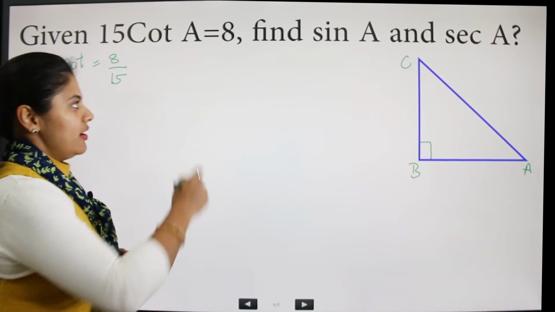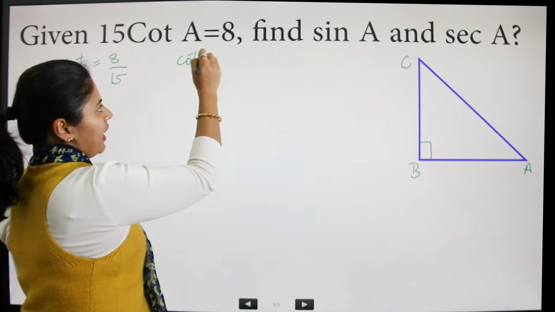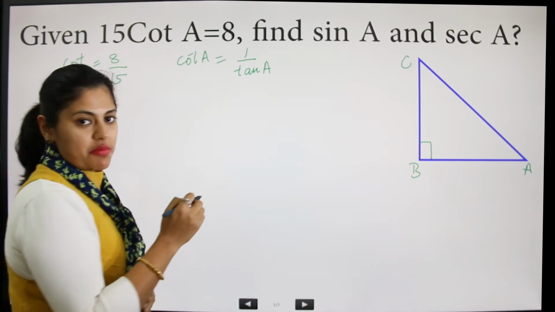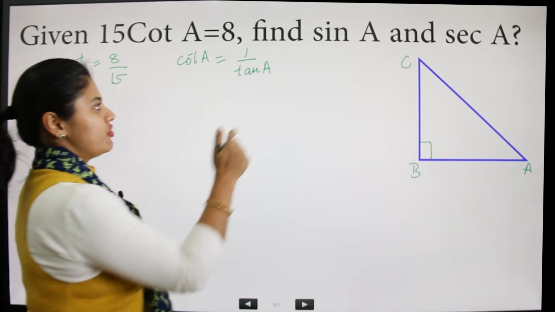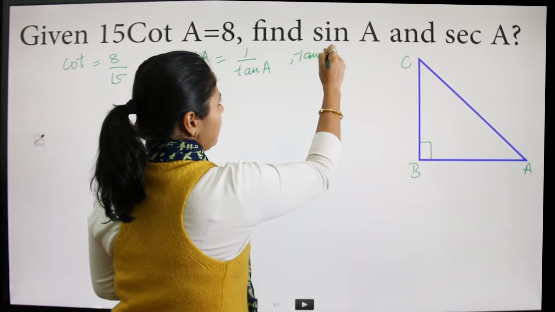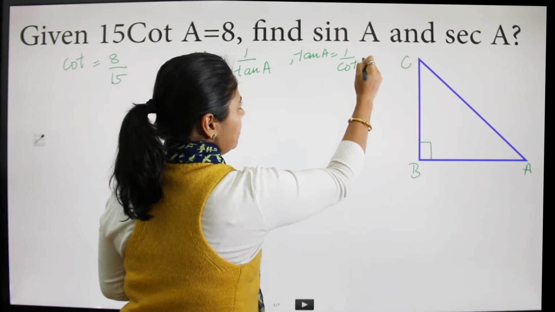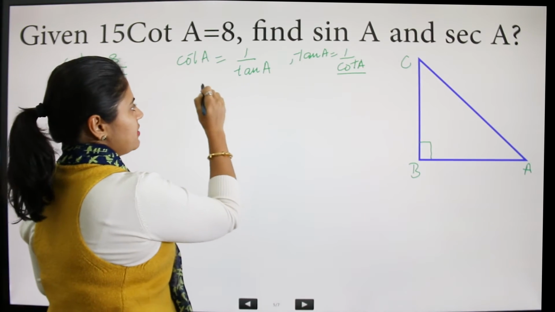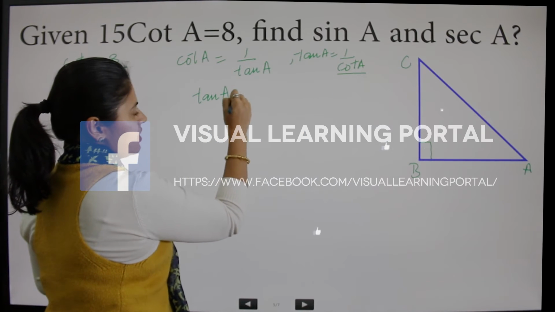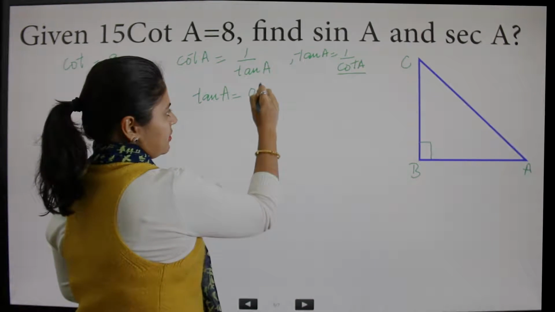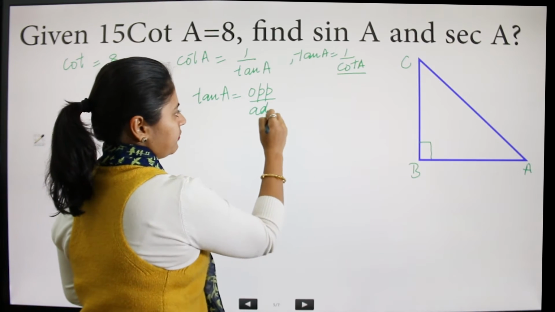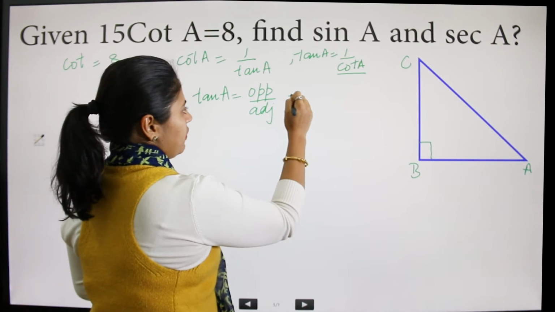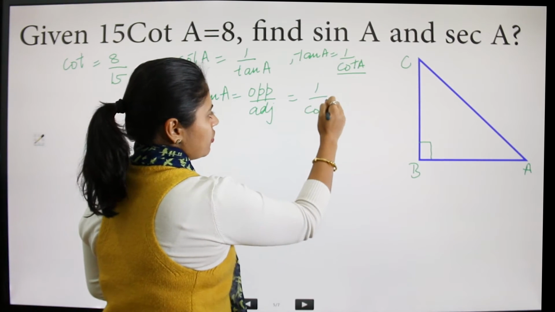And we know the formula that cot A can be written as 1 over tan A. So basically cot and tan are reverse of each other, or you can also write tan A is 1 over cot A. It's one and the same thing. You need to do the inverse, and you know that tan A is equal to opposite divided by adjacent, or perpendicular over base. If you reverse that, it will be equal to 1 over cot A.